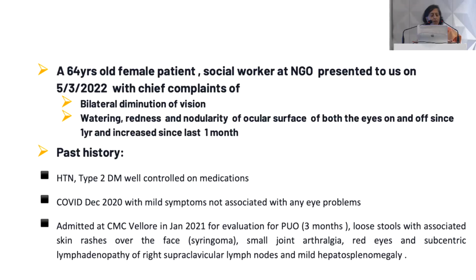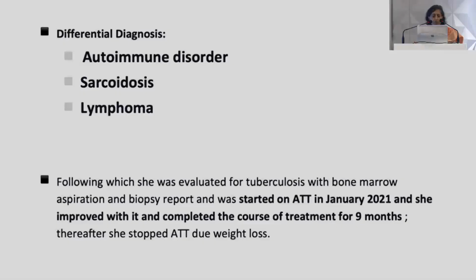She then had to be admitted in Vellore for evaluation for a pyrexia of unknown origin, and she was very well taken care of by that institute. It's just that she lived in Delhi, so she came to Delhi subsequently. She had loose stools, skin rashes, small joint arthralgia, red eyes, and subcentric lymphadenopathy of the right subclavicular lymph nodes and mild hepatosplenomegaly. Differential diagnosis: an autoimmune disorder, sarcoidosis, and lymphoma.